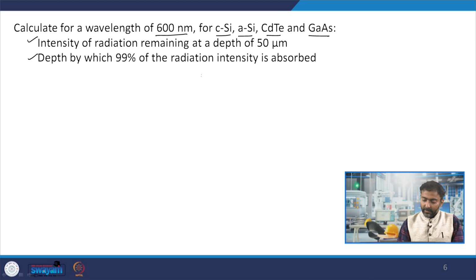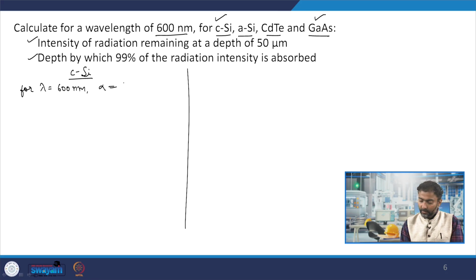So, as we understand, I will do this for a couple of these materials, crystalline silicon and gallium arsenide. For amorphous silicon and cadmium telluride, you can try out on your own on similar lines. So, suppose first I do it for crystalline silicon, and we know that for lambda equal to 600 nanometer, the alpha or absorption coefficient of crystalline silicon is 4000 per centimeter.